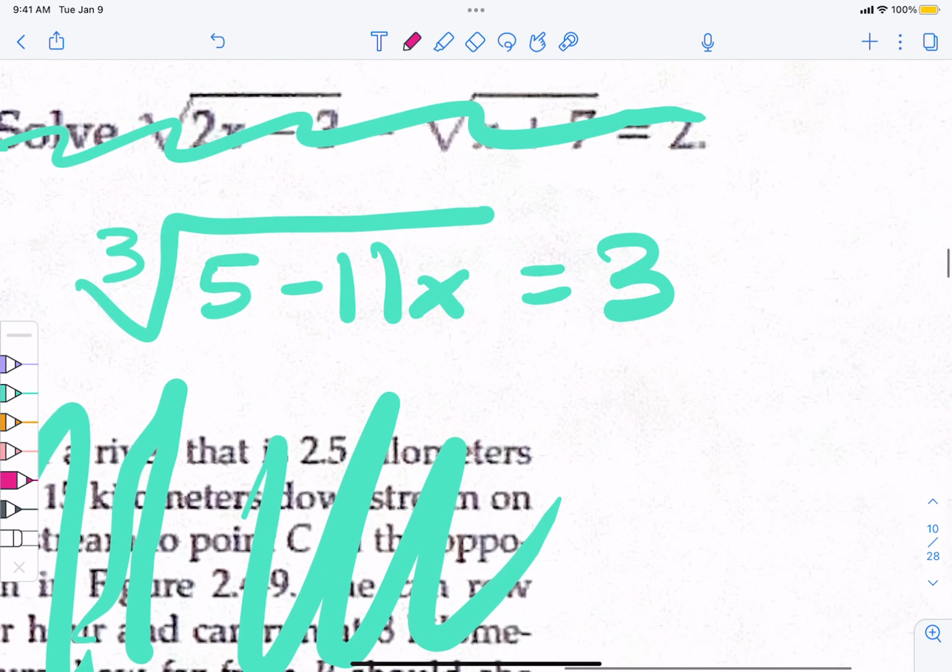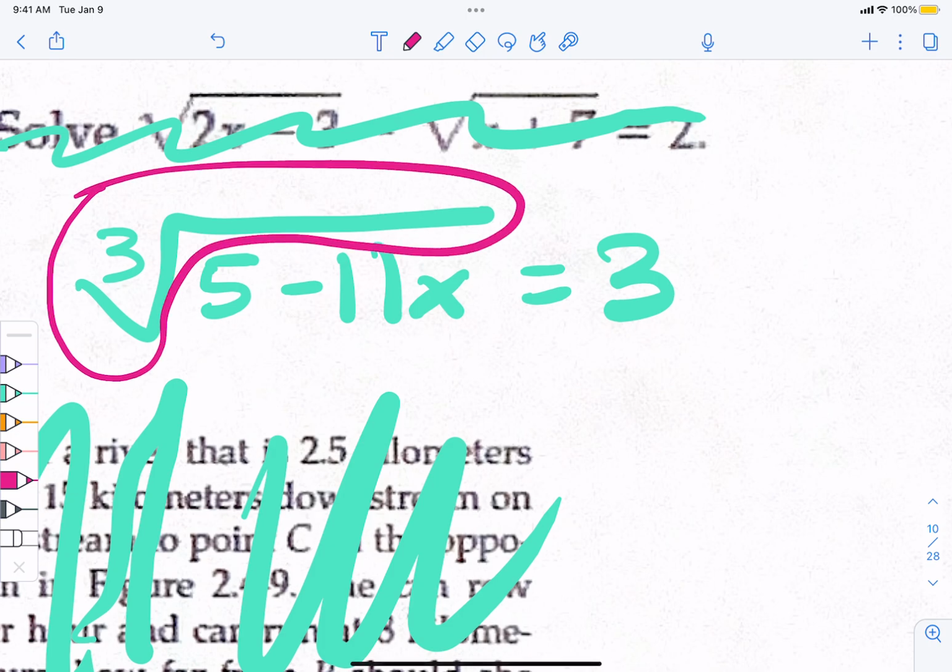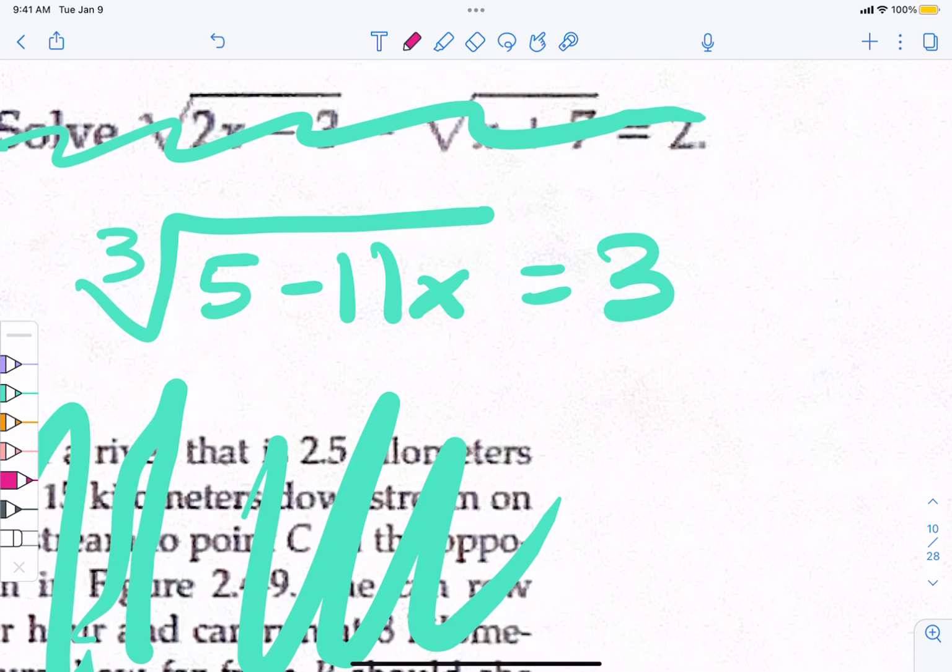All right, we got to solve this thing. The first thing that you need to do is isolate the radical, which means get the radical by itself. So like the square root that I have here, it needs to be by itself on one side of the equal sign. Otherwise, this does not work. This one is by itself on one side of the equal sign, so we're ready to go.